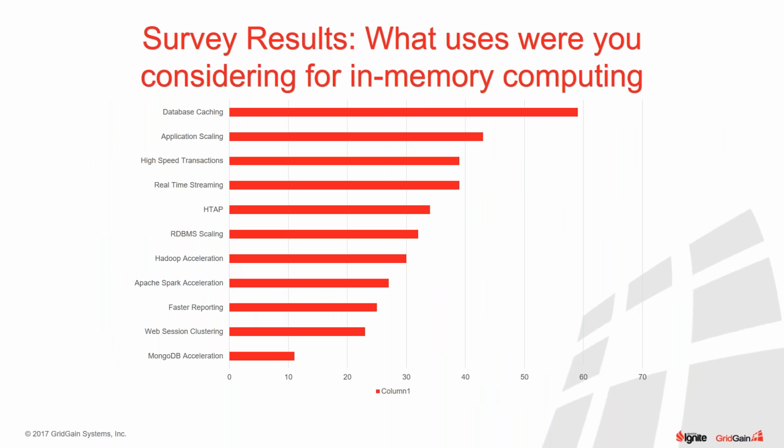That's where we play. All right, so we sent out a survey to a bunch of our users, a bunch of our developer users, software and mobile app developers, and we asked them, why would you use in-memory computing? The big answers here are database caching, application scaling, high-speed transactions, and real-time streaming.